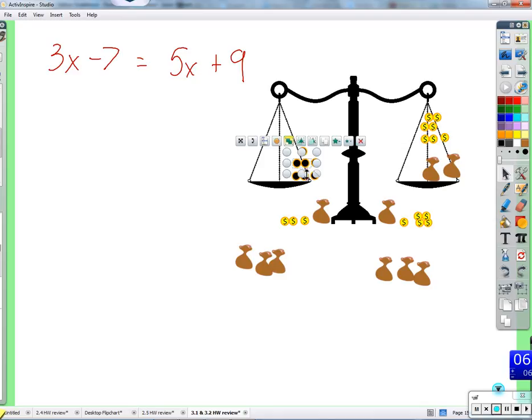So I need to bring in two more black coins. I need to take two away from here. Four, five more. So I'll just copy these guys. So I took away nine from here, which means to take away nine from something that's already negative, I have to just go more negative. I need more negative coins. Right? Okay. So now we have two bags here.